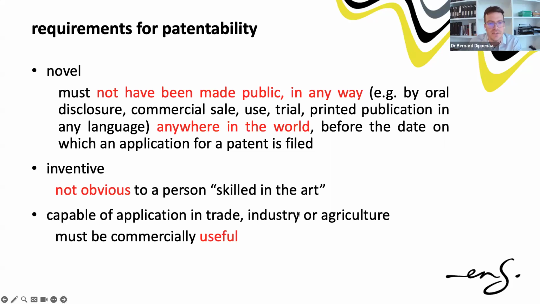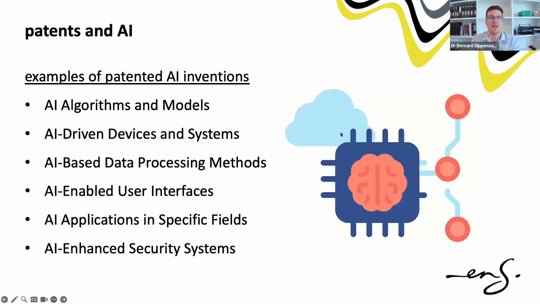And the last requirement is that it should be capable of being used in trade, industry, or agriculture, or it must be commercially useful. And this pillar is typically always adhered to. I've never seen an instance where it was not. So typically the only challenges are novelty and that it must be inventive.